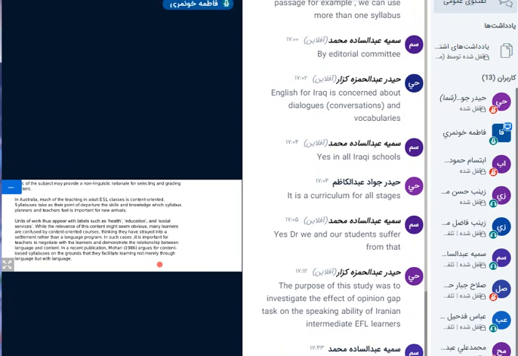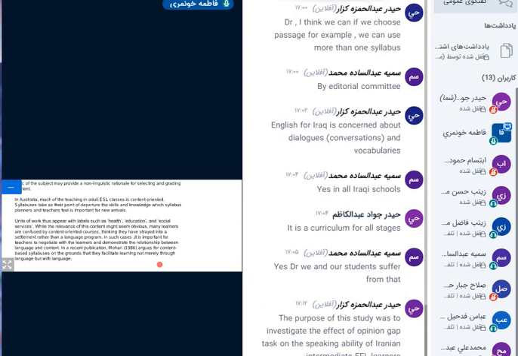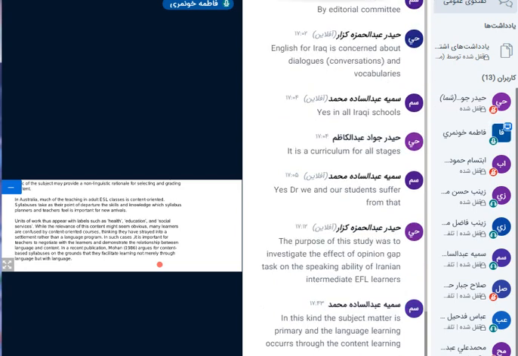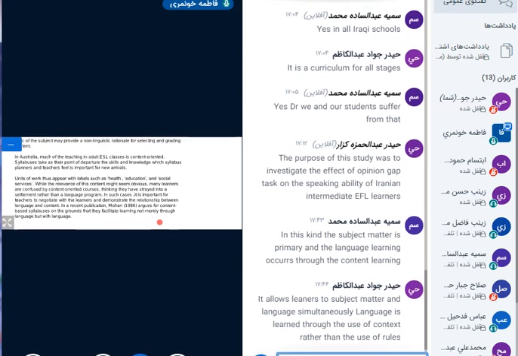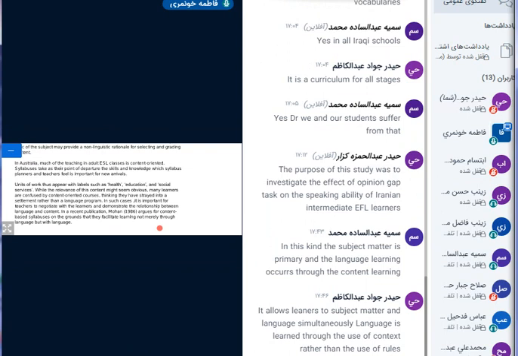Yes, it's content oriented, and syllabuses take as their point of departure the skills and knowledge which syllabus planners and teachers feel is important for the new arrivals, new students. And units of work therefore appear with labels such as health, education, social services. While the relevance of this content might seem obvious, many learners are confused by content-oriented courses, thinking they have strayed into a settlement rather than a language program, because they are expected to learn the content rather than learn anything about the language.